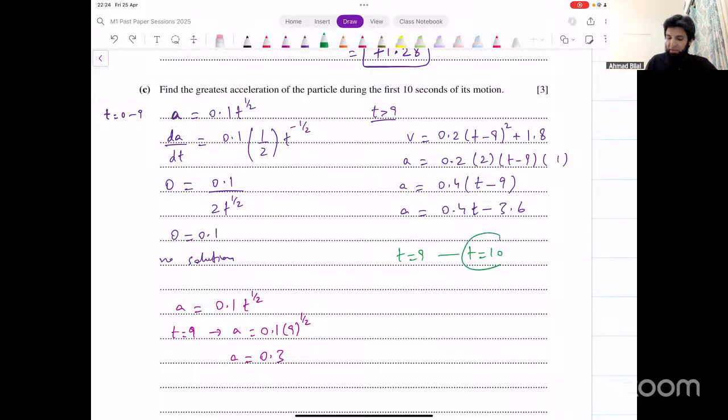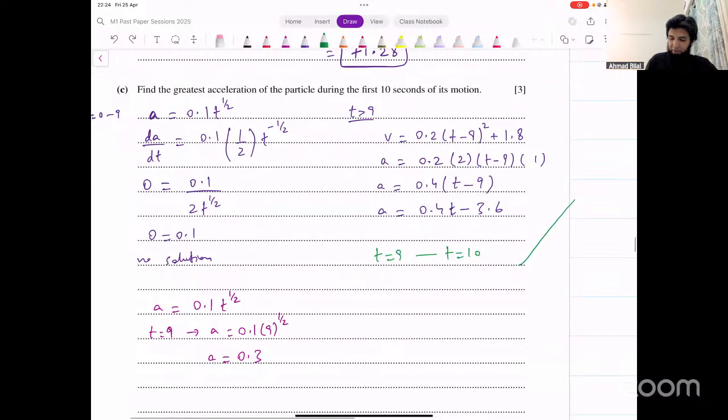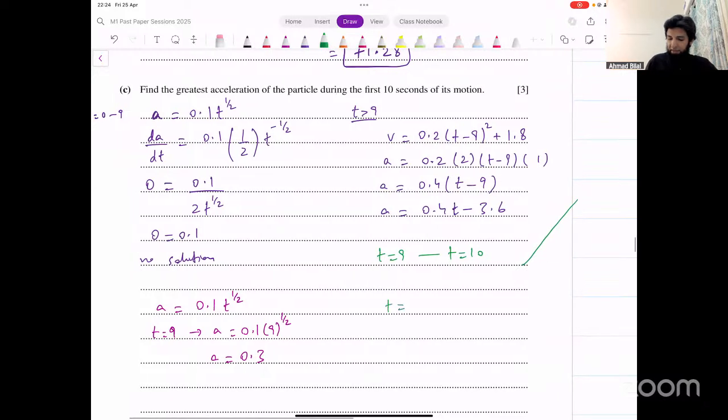When t is the highest, because it's a straight line, right? The line is like this. So as we go to the right side, acceleration will also become bigger. So from this equation, when we input t equals 10, that is going to give us the maximum acceleration. Let's see what this value turns out to be.